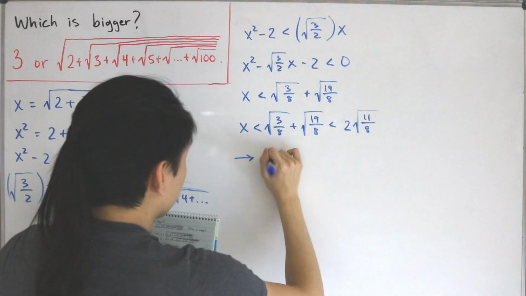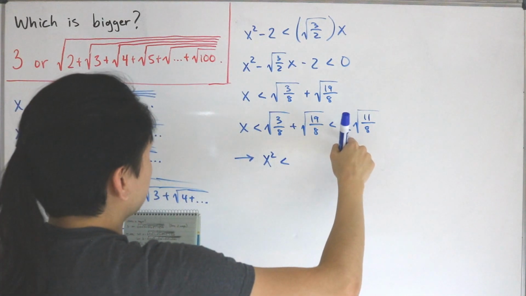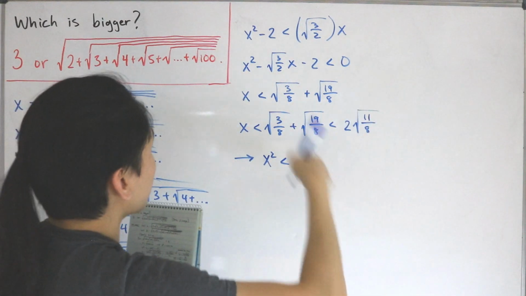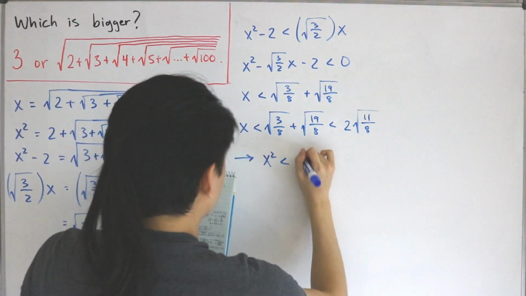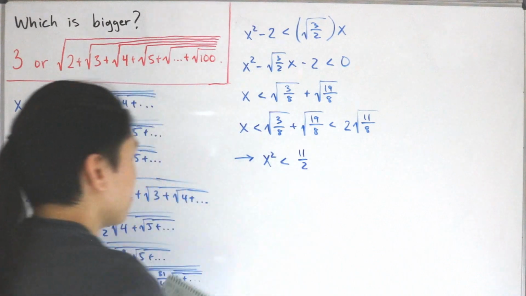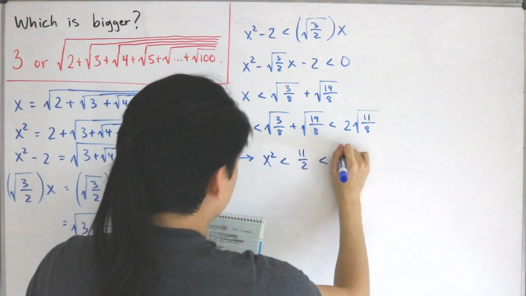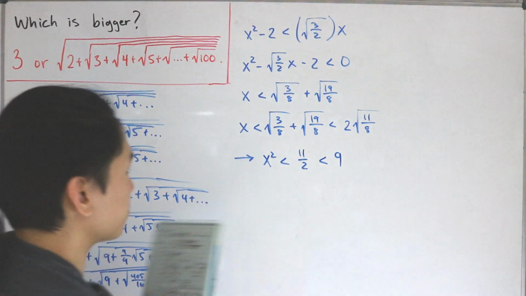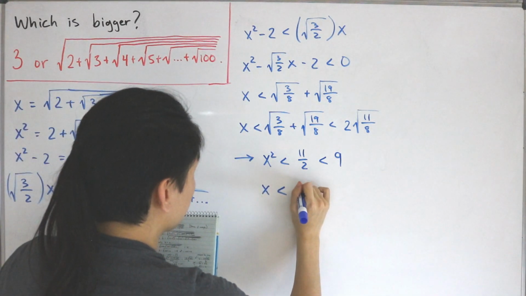I'll square both sides. So x squared is strictly less than, if I square this number, 4 times 11 divided by 8, which simply reduces down to 11 divided by 2. We can make the quick observation that that is indeed strictly less than 9. So finishing off, just square both sides. I have that x is strictly less than 3.